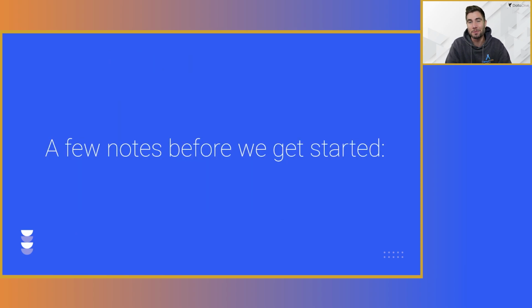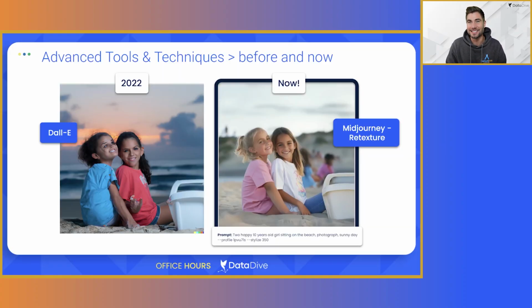Here's a few notes before we get started. Now, a few years ago, back in 2022, I was presenting at Kevin King's $1 billion Seller Summit in Austin, Texas. And I revealed very early a tool from OpenAI called DALL-E. And I saw the potential of generative image creation for Amazon listings.